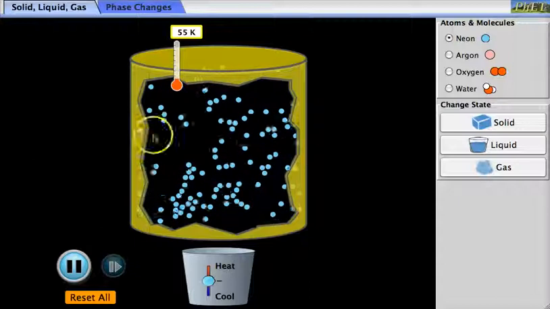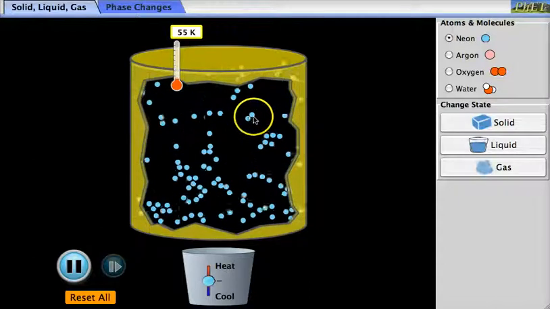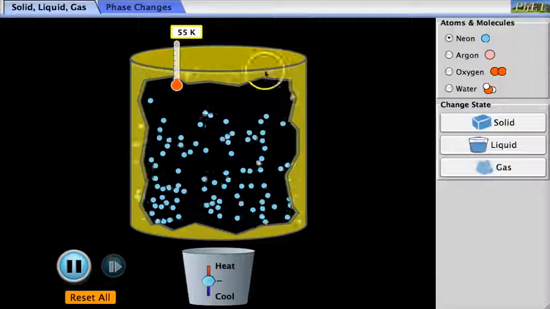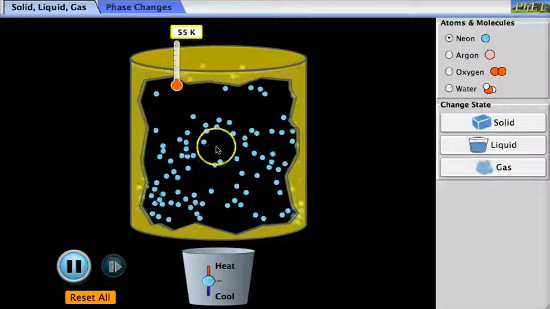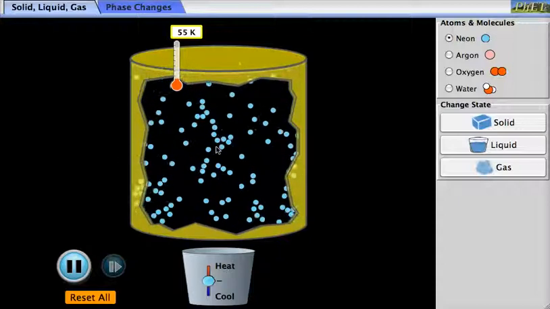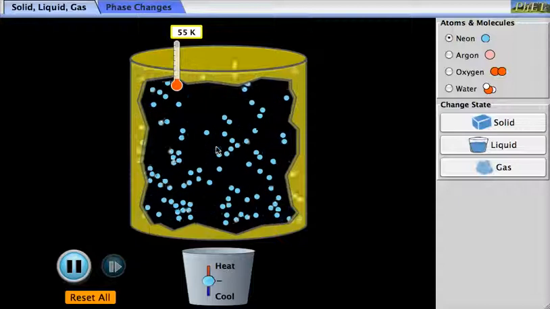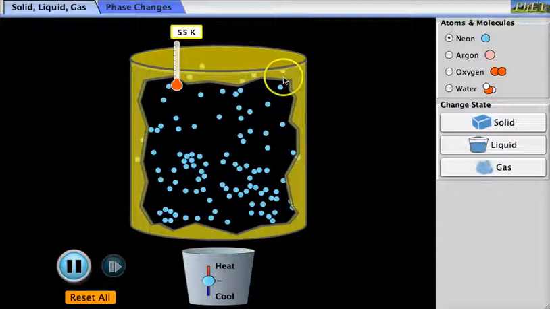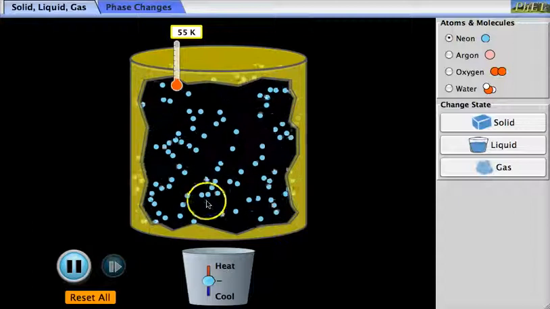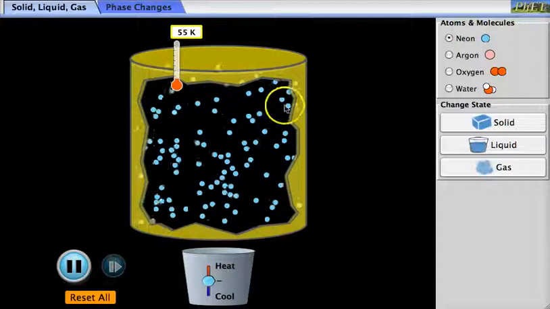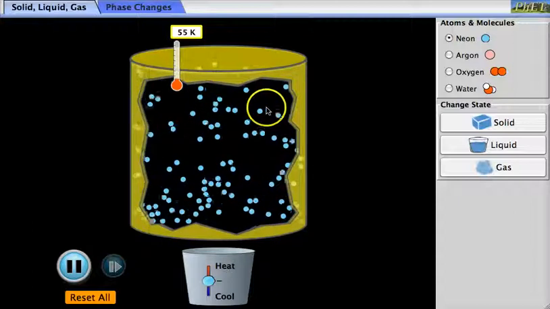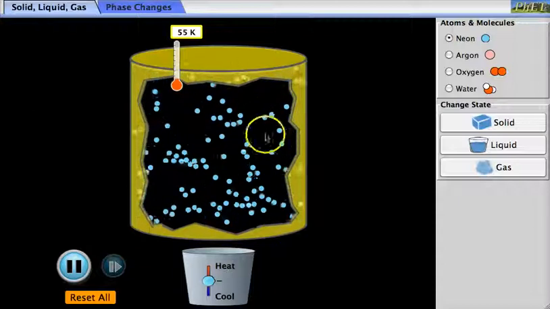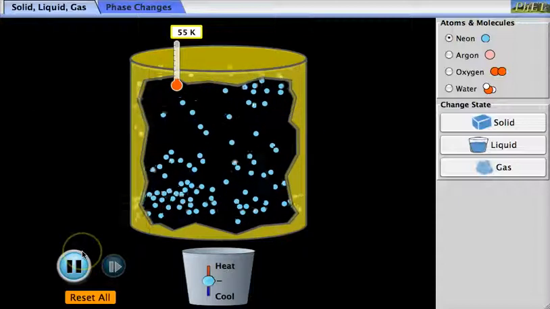Notice that if you pick one and follow it, which is really hard to do, it doesn't stay the same speed all the time. The speed of these things changes as they bump into each other. So again, the first part of kinetic theory is that all gases, and all matter even, is made of these little particles that are constantly moving. They never ever stop.